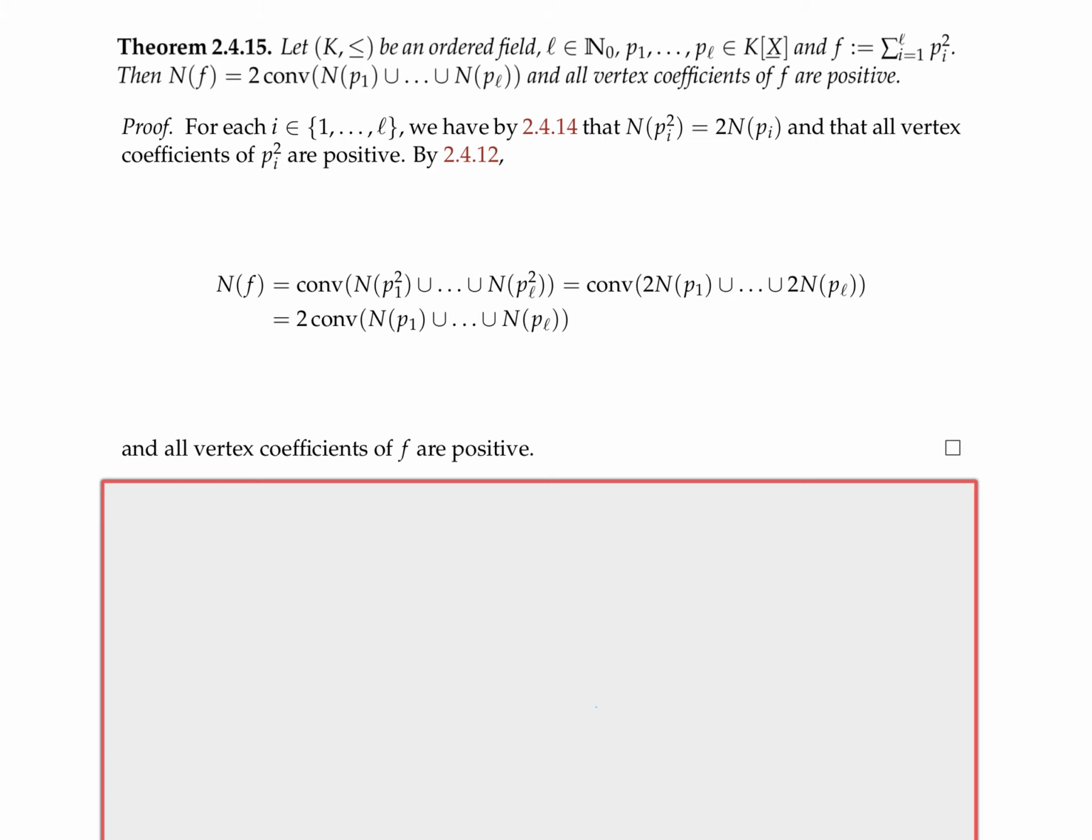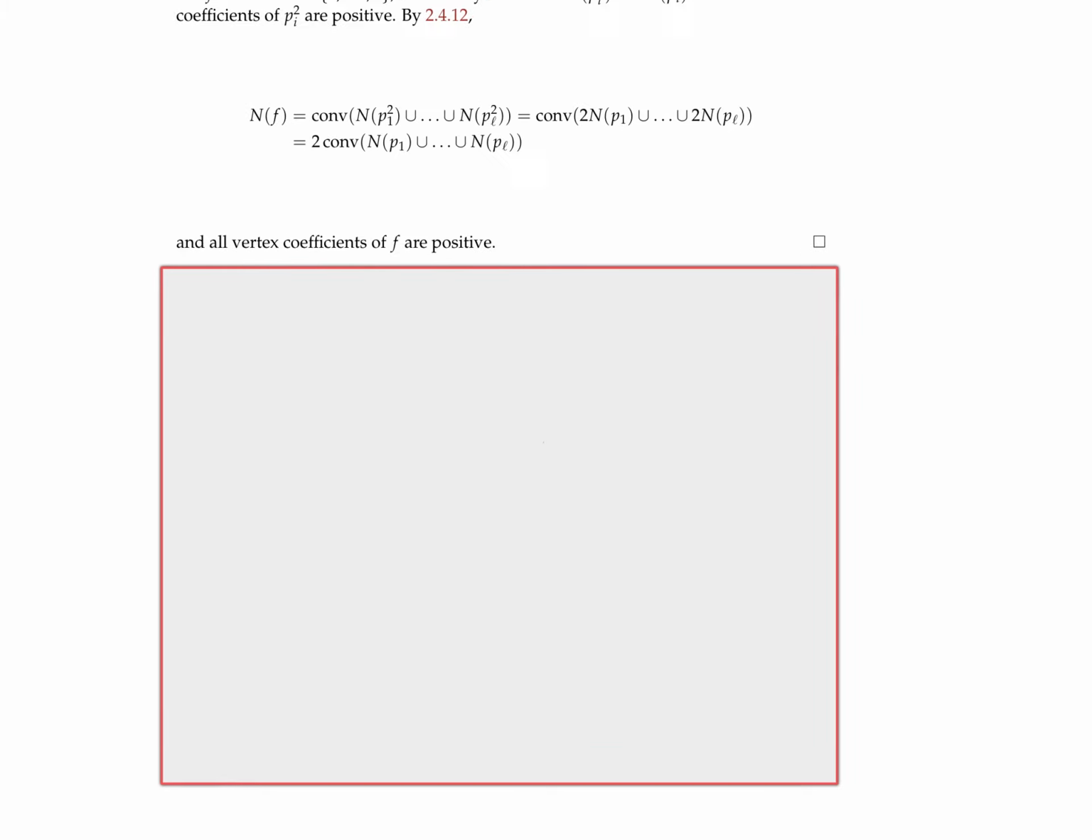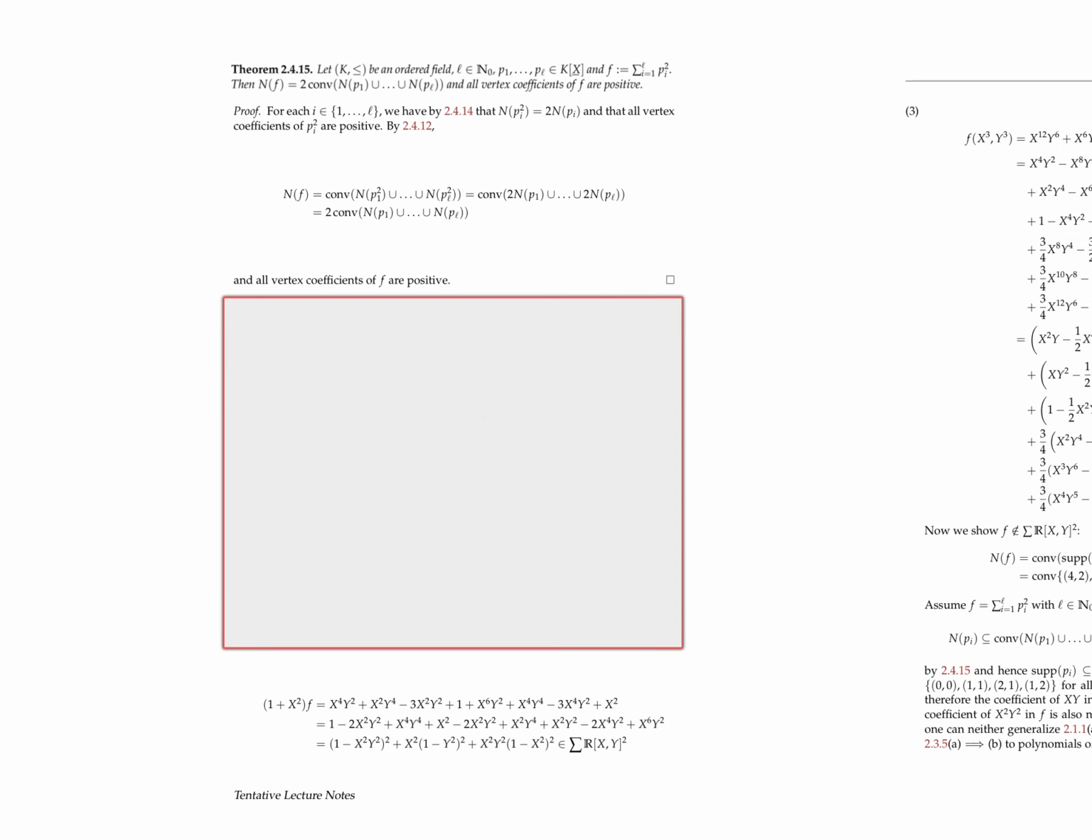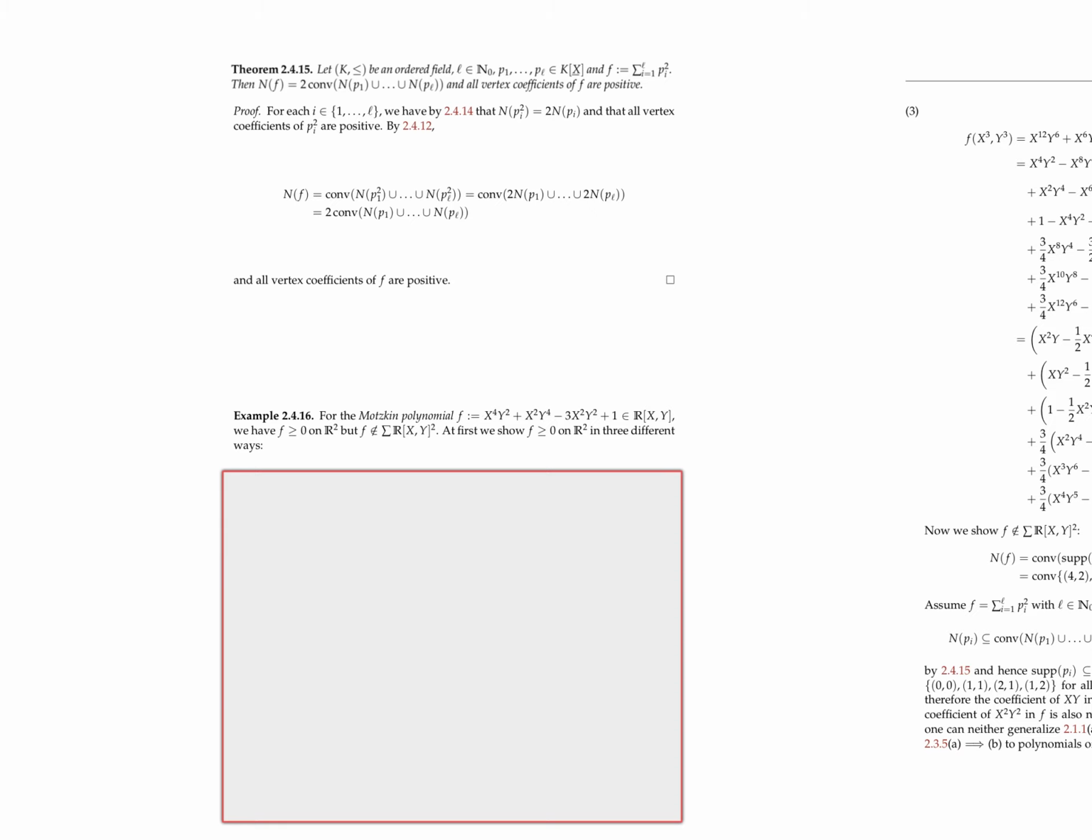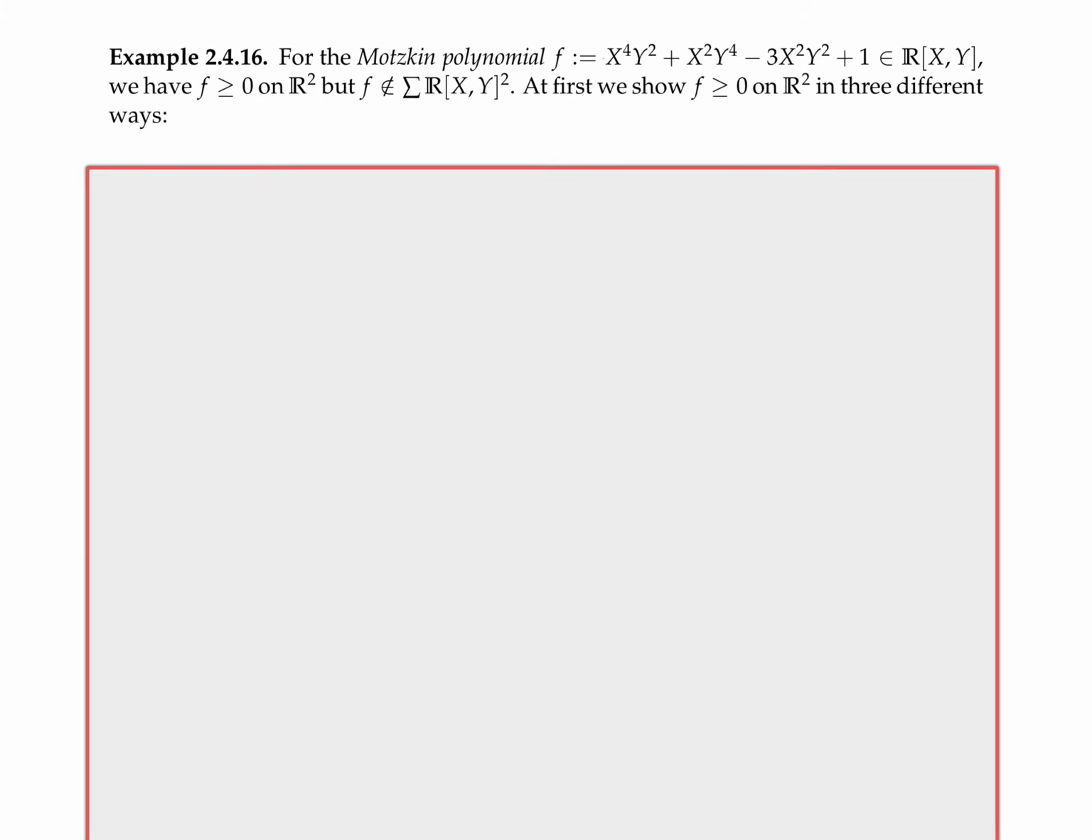So now finally our famous example, probably the most famous example of a polynomial which is non-negative but not a sum of squares. In one variable, we know already that each non-negative polynomial over a real closed field is a sum of squares. In two variables, that's not true, even over the reals. So take this famous Motzkin polynomial.